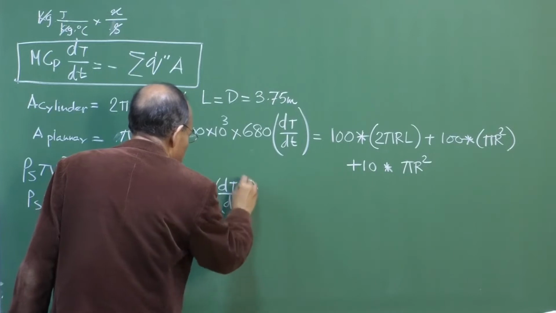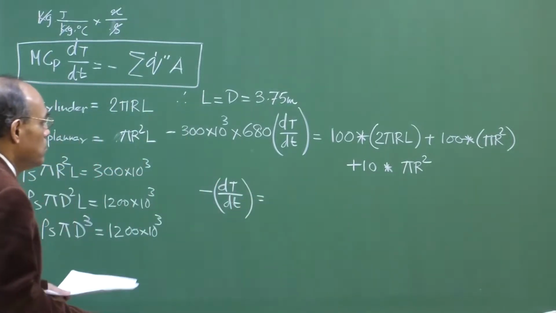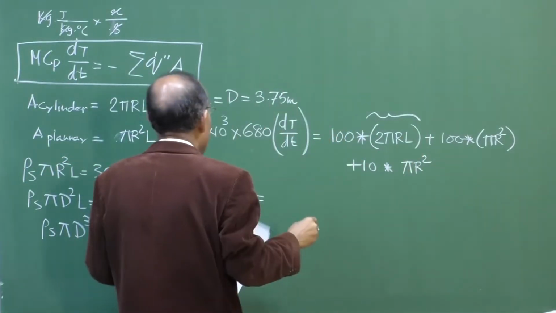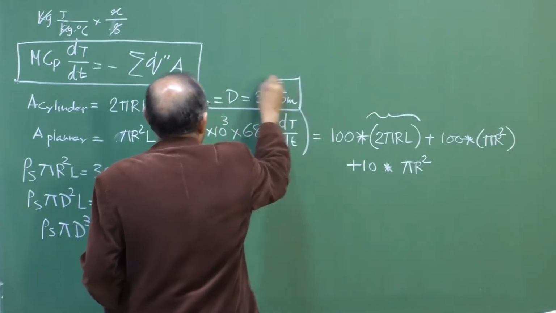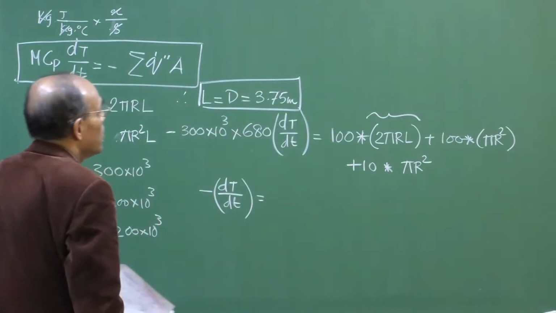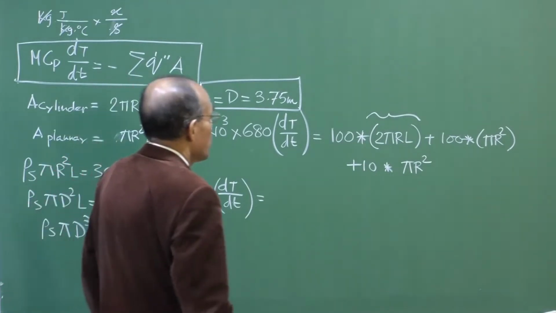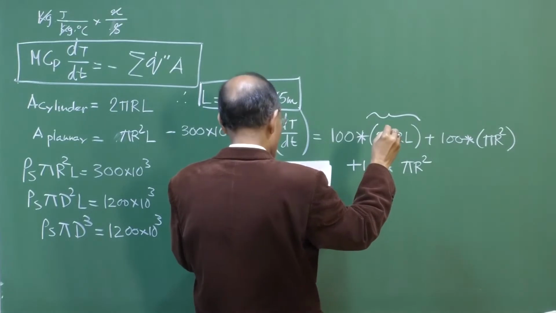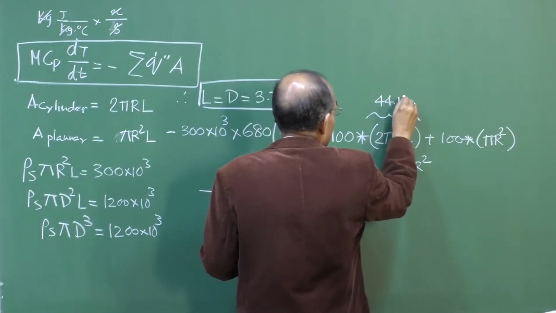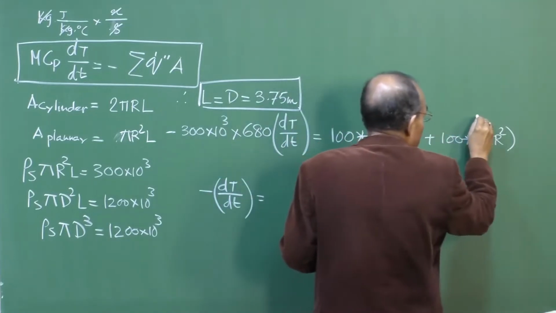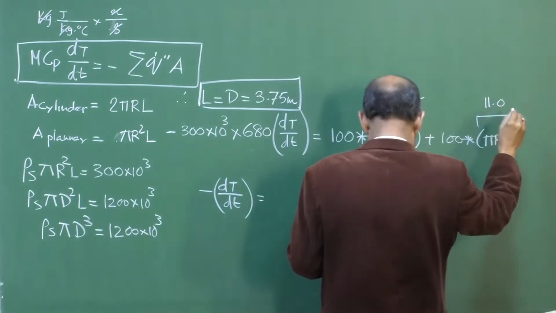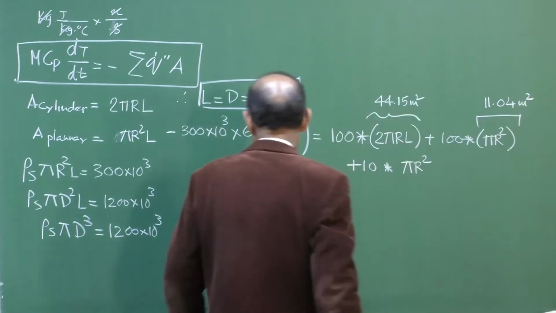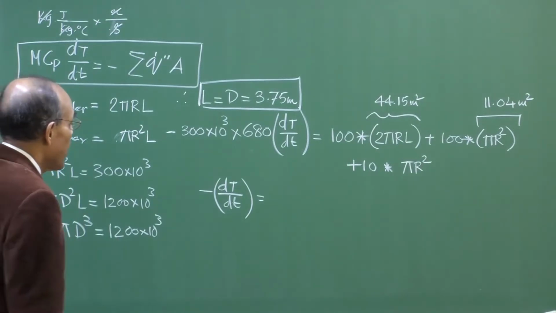so 2 pi r L, this value you can easily calculate, because I have found out that by equating the mass with the volume times density. So, the 2 pi r L comes out to be something like 44.15 meter square. Similarly, pi r square comes out to be 11.04 meters square.